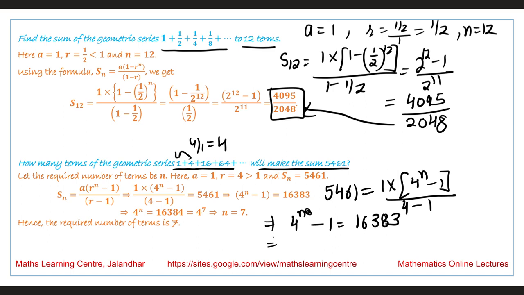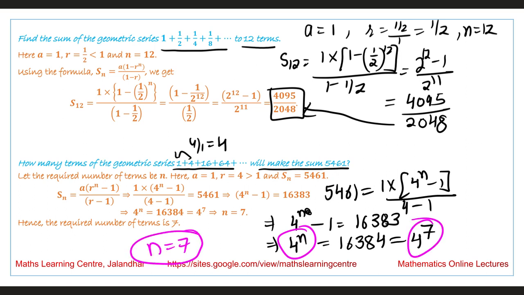16383. This implies 4 raised to the power n is equal to 16384. This is equal to 4 raised to the power 7. So comparing these two values, we obtain that n is equal to 7. So it means that the sum of 7 terms of this GP is 5461.